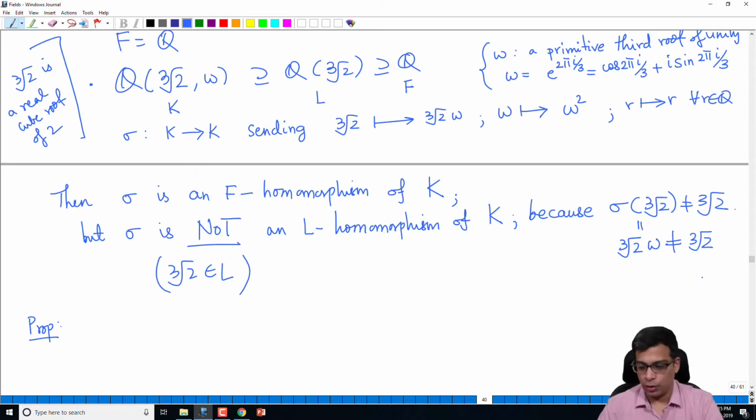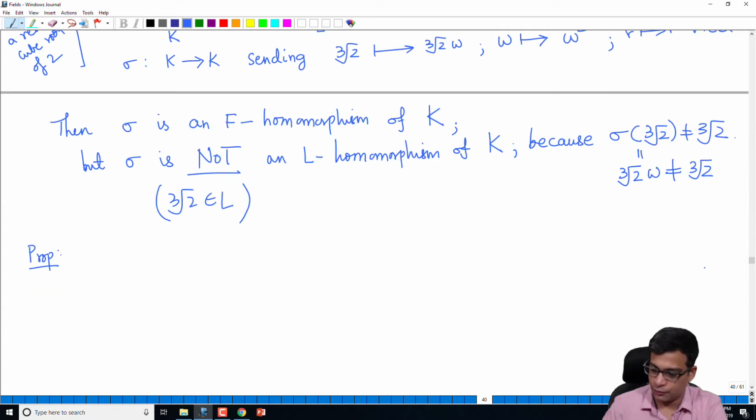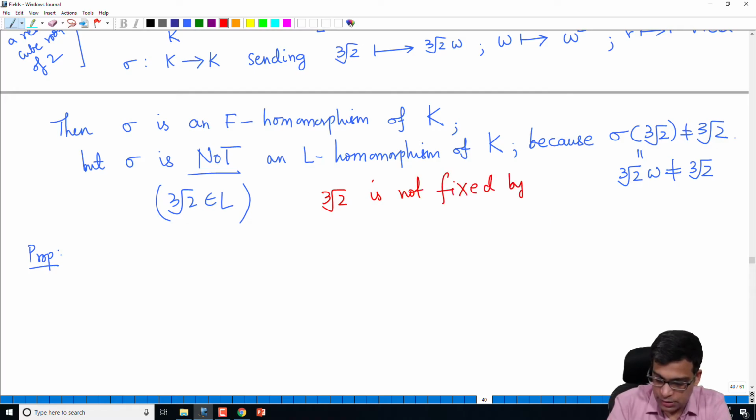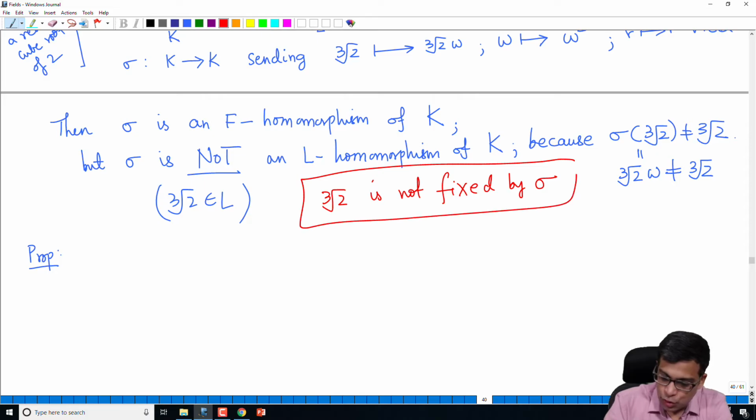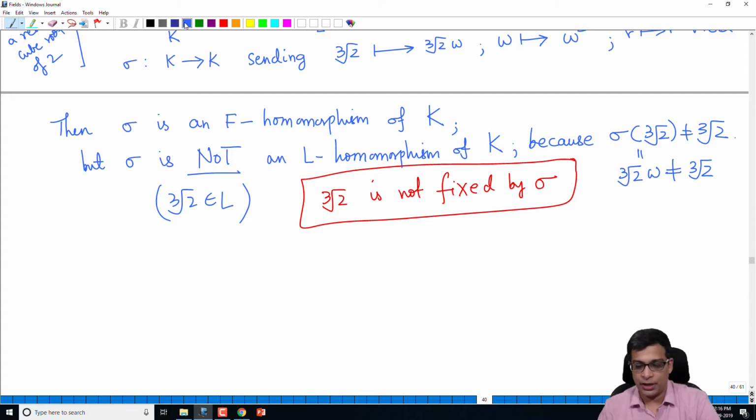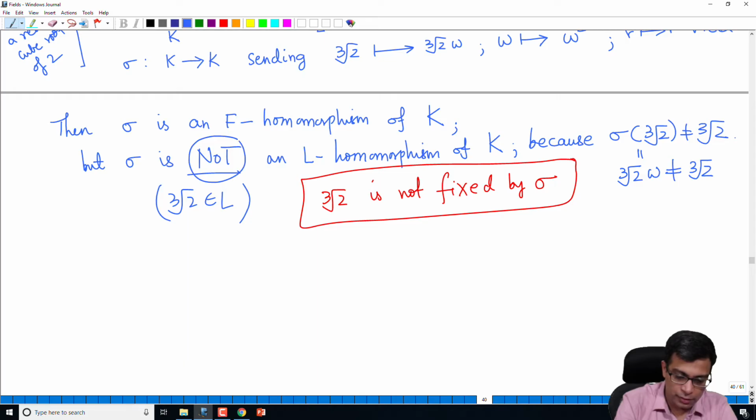Okay, so cube root of 2 is not fixed by sigma. That is the notation language we want to use. So cube root of 2 is not fixed by sigma. In order to be an L homomorphism, every element of L has to be fixed by sigma. In this case it's not, so it is not an L homomorphism. Nevertheless, it is a K homomorphism.